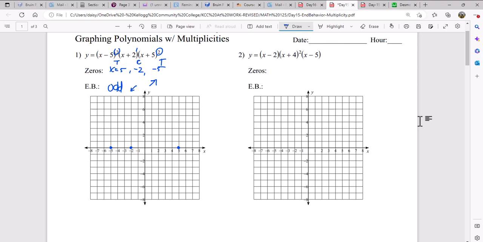And we also know that it's going to come from this direction, and it's going to come up to -5. But according to -5, it's going to touch and it's going to go down. Now, we don't know how deep, so this is what we're talking about, a sketch. But now at -2, it's going to cross, so I'm going to go through. Now the question is, where does it hit? Well, it's going to hit at the y-intercept.